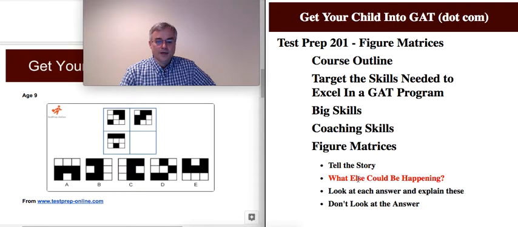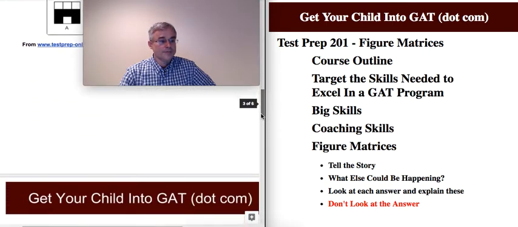We're looking for something else that could be happening. In this case, that's not exactly clear. We look at the answer. That's actually pointing the direction to solving the puzzle. And of course, I'm telling you, don't look at the answers until you have to, because once you do, that question's done.